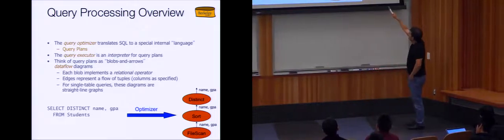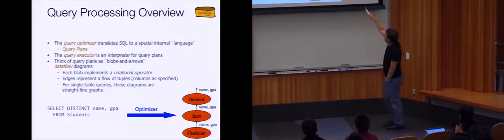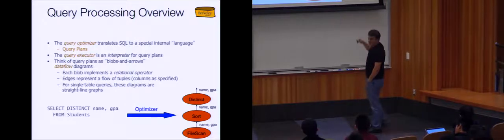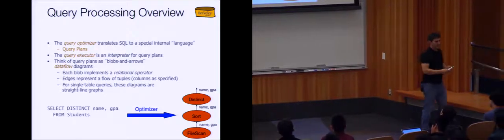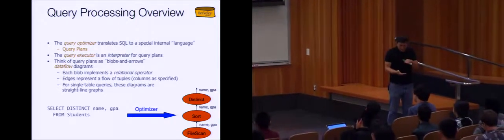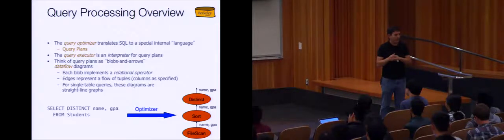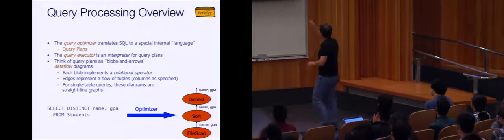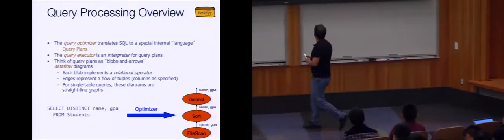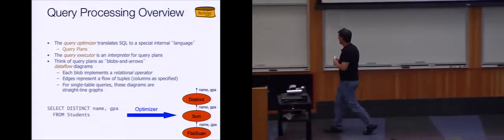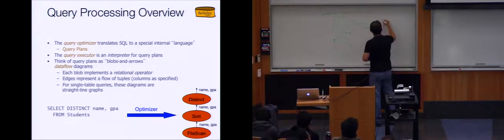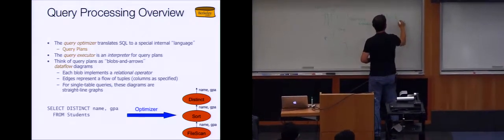And then the output of the sort, which again will just be names and GPAs, is going to be passed into a distinct operator. This operator's job is to see if it sees two tuples in a row that are exactly the same, it throws one of them out. Right? That's all it does. And it produces also name and GPA pairs. Distinct, actually, there's a Unix command that does the same thing. It's called uniq.